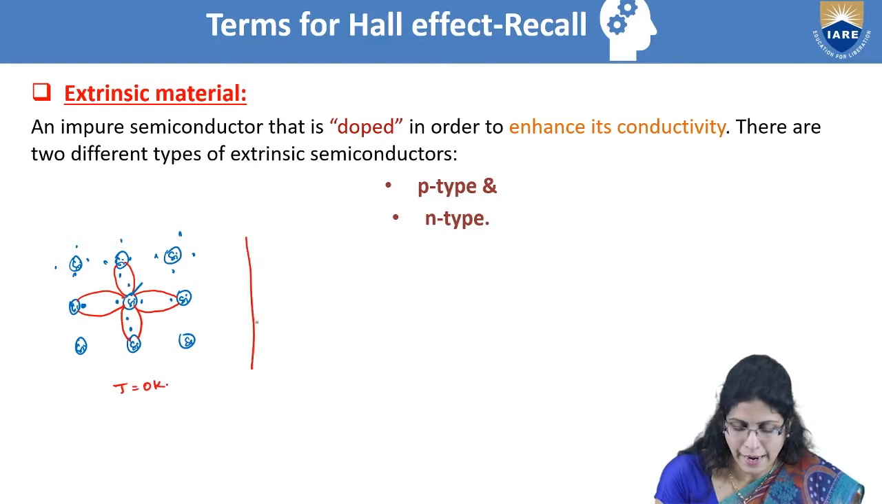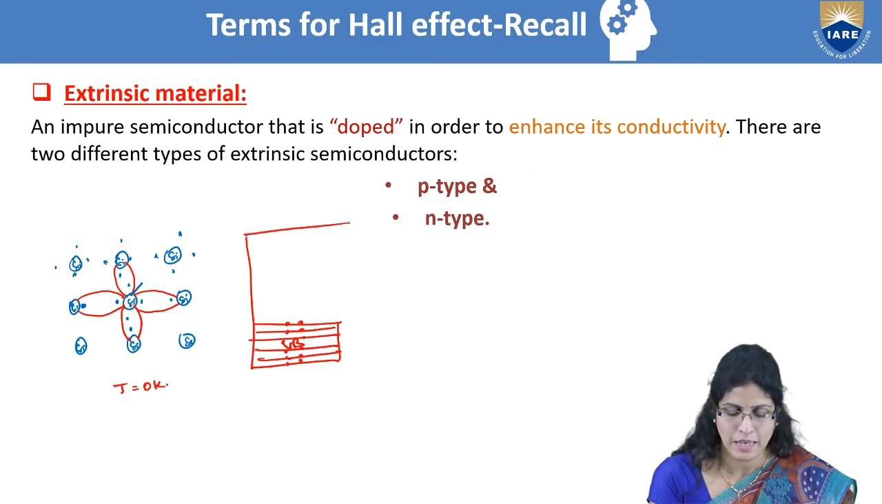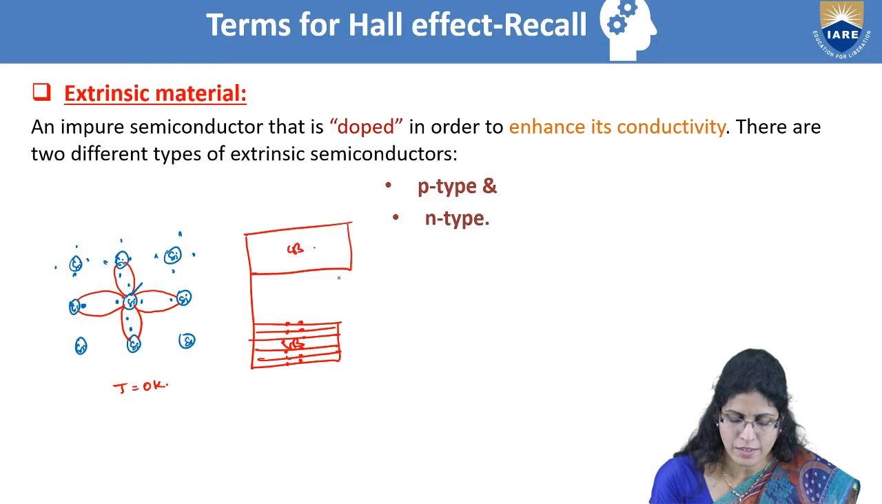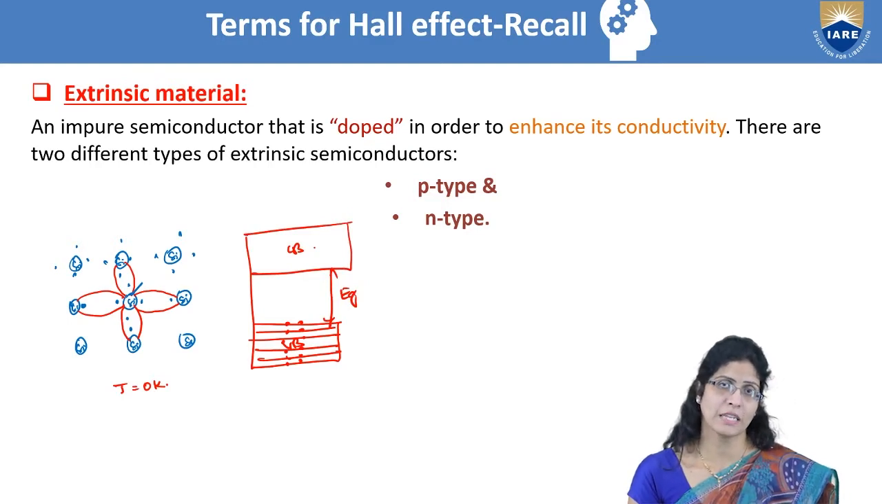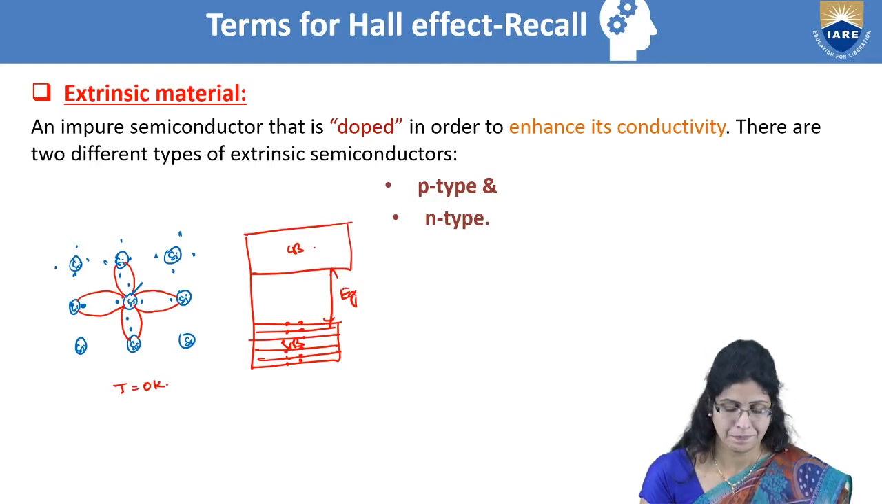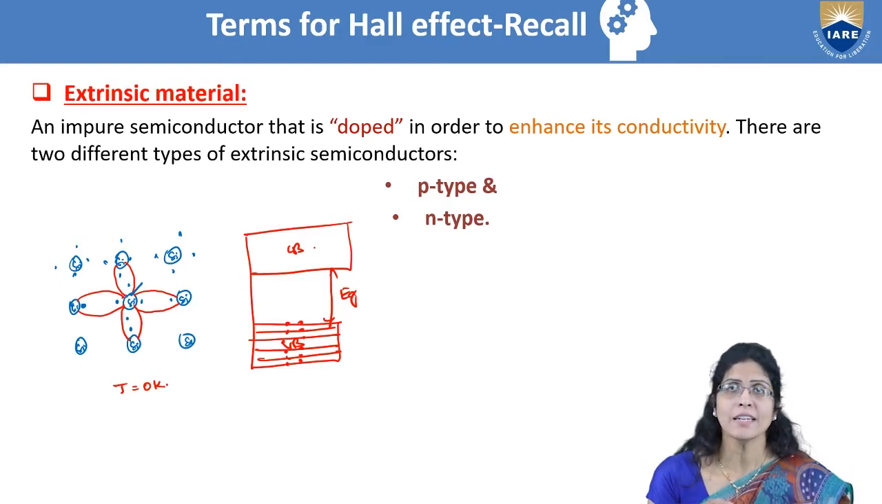If you see the band picture, all the valence bands will be completely filled with these covalently bonded electrons paired with antiparallel spins. And the conduction band is here, with the inherent nature of semiconductors having a medium energy gap compared to that of the insulators and the conductors. So now, in order to enhance it, I can dope a pentavalent impurity.